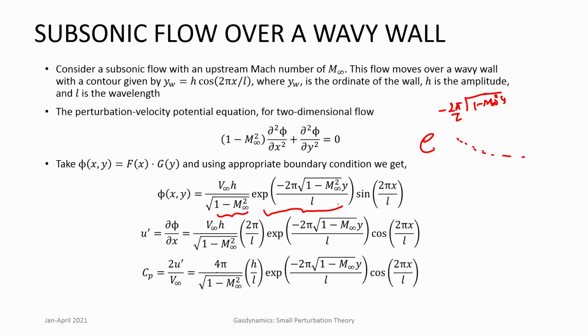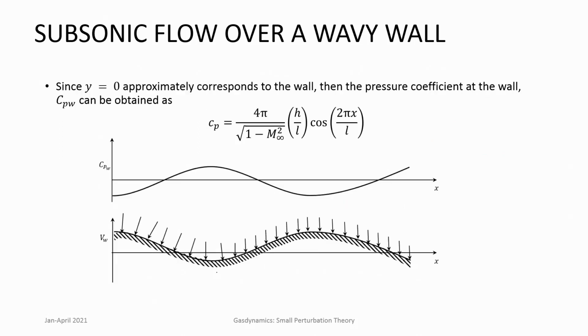So, that effect is there. So, you get sin 2 pi x by L. In this case, you see that the Cp, u prime and further Cp, they also follow the cos function, which is the same as the profile. That means they are symmetric over the profile, though there will be a phase difference. Okay, so there can be a phase difference, but it will be symmetric across the profile.